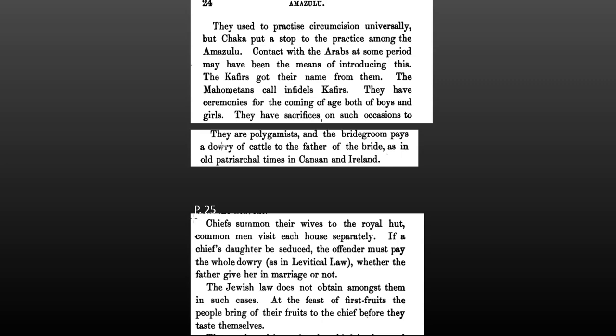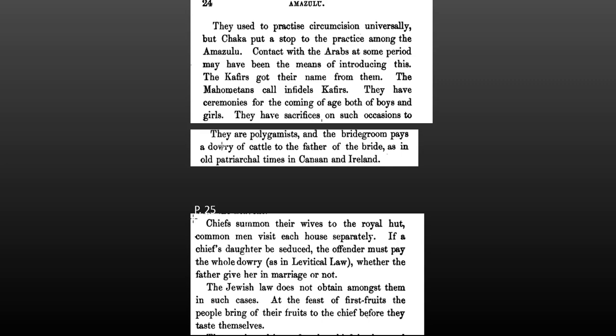So here we have: they used to practice circumcision universally, but Shaka put a stop to the practice among the Amazulu. Contact with the Arabs at some period may have been the means of introducing this. He's trying to give an out, right? He doesn't want to identify them as true Hebrews, so he comes up with his fake theory there. But all the other articles and historians prove that they are the Hebrews. Okay, so the Kafirs got their name from them. The Mahometans are Muslims, called infidels, Kafirs.